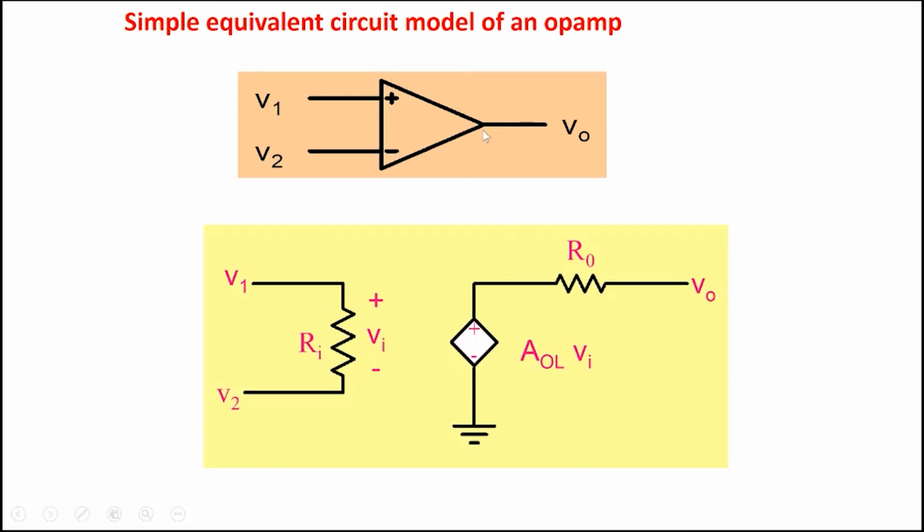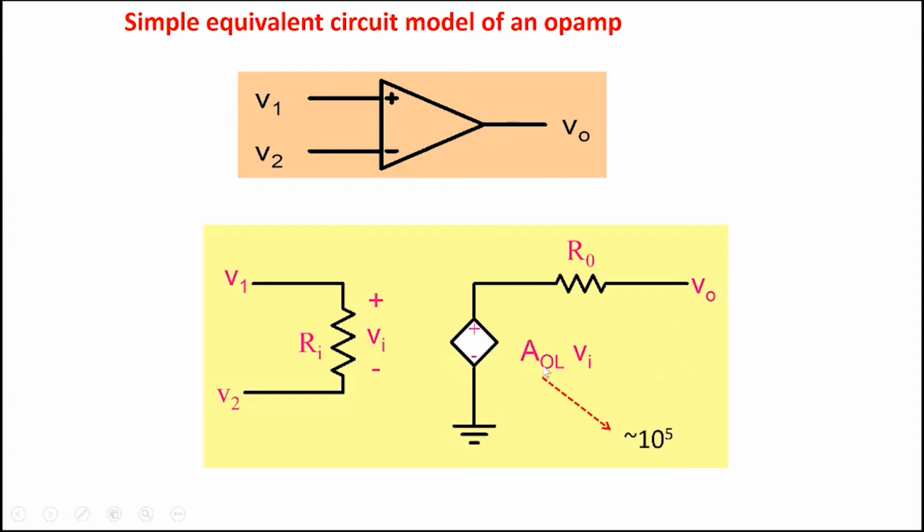From the output side, V0 is sensitive to V1 and V2. So the op amp is represented by this voltage dependent voltage source, A0L times Vi. Note that Vi is the difference between the two, V1 minus V2. So it's a difference amplifier, and we are taking it as an ideal difference amplifier. The output voltage depends only on the difference of the two, V1 minus V2, which is represented as Vi. A0L is what we could call the open loop gain of the amplifier, OL referring to open loop. And R0 is the output resistance of this particular op amp.